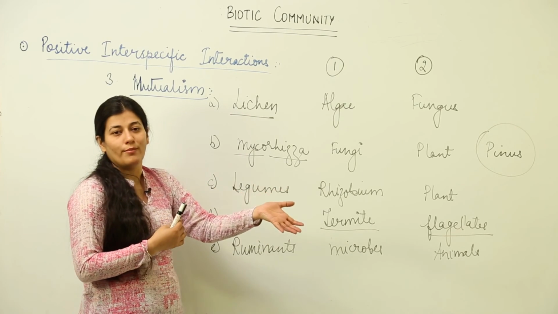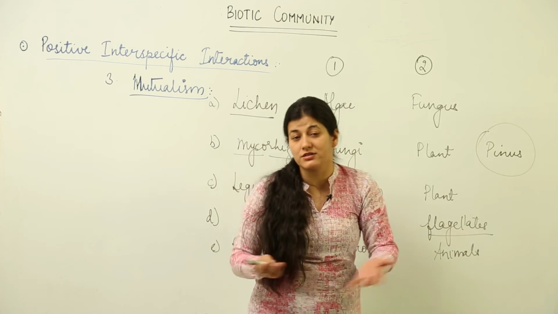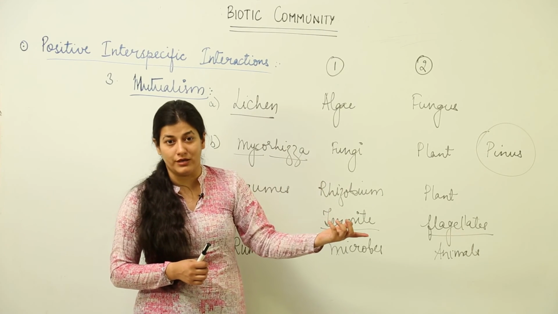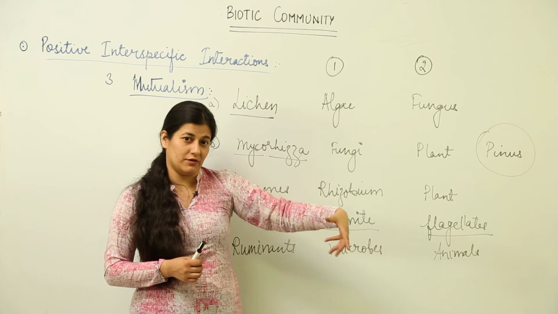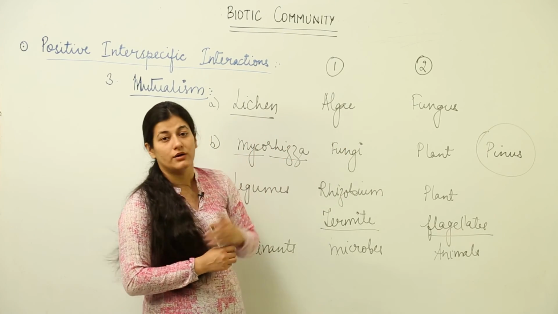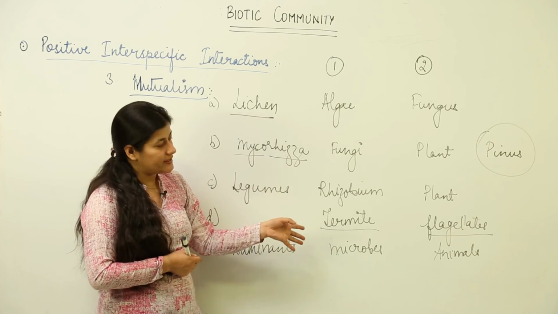I scratch your back, you scratch my back, but if you are not there, then I cannot survive. This is what mutualism is all about. Give me a benefit, take a benefit from me. And if one of the benefit givers is gone, then the other one cannot survive. So, this is all about mutualism or symbiosis that we have to study. We have ample examples about it.